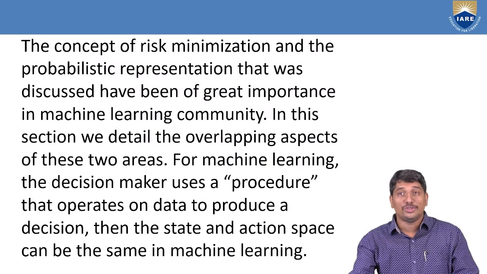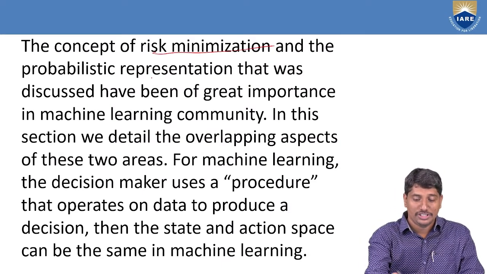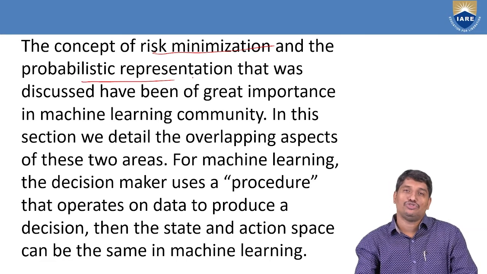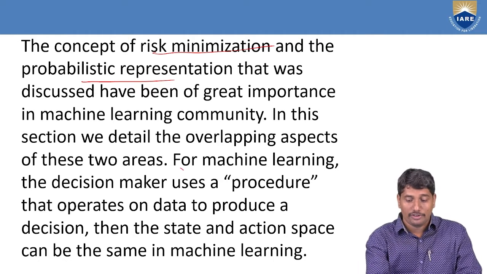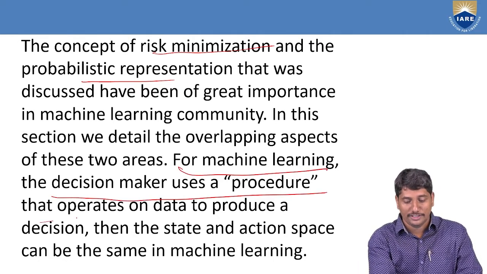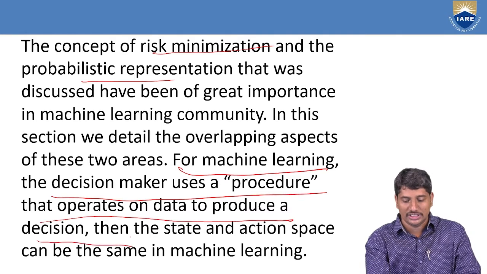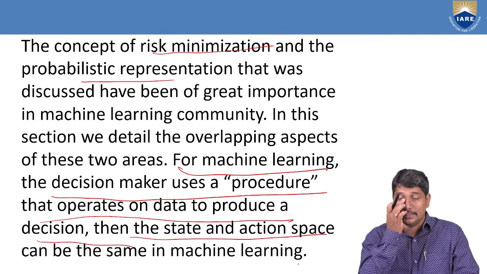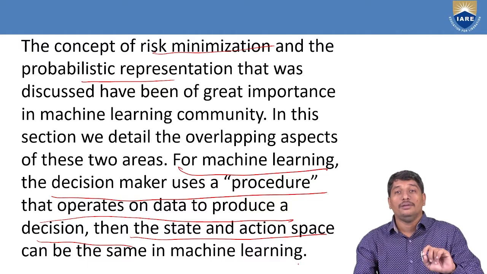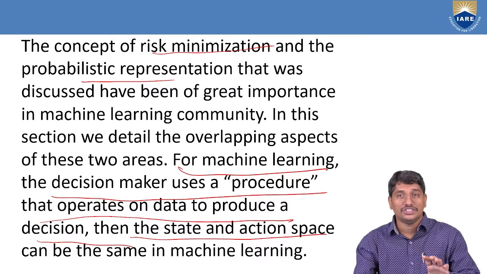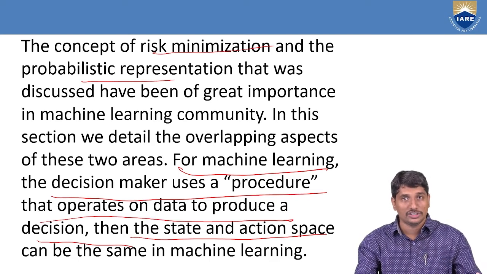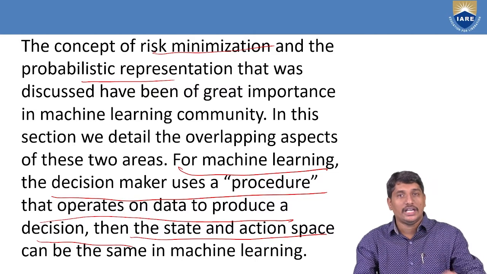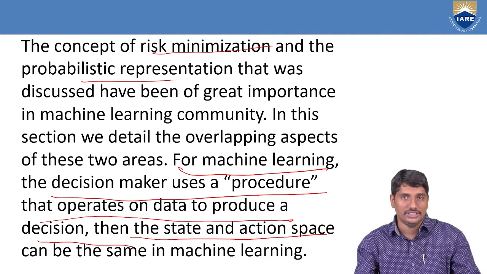So the concept of risk minimization and the probabilistic representation, that is the most important thing in the machine learning community. For machine learning, the decision maker uses a procedure that operates on data to produce a decision. State and action space can be seen in machine learning. That means in machine learning, decision theory simply means he will adopt a procedure by which he could minimize the loss and find a good probabilistic model on the data, so that he could obtain good results, good predictions.